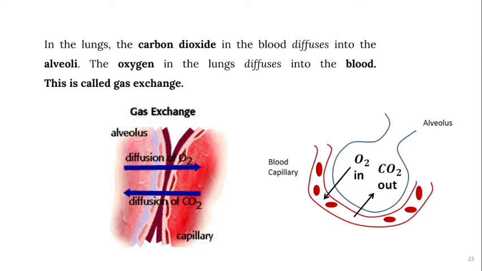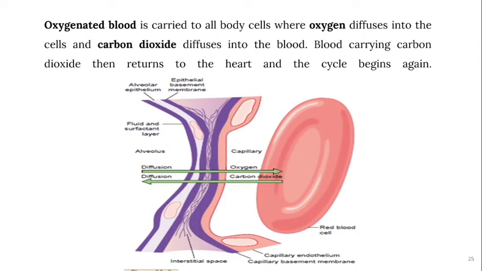This is called gas exchange. In the picture, we can see the diffusion of oxygen and the diffusion of carbon dioxide in the alveolus and the capillary. So after that, oxygenated blood is carried to all body cells where oxygen diffuses into the cells and carbon dioxide diffuses into the blood. Blood carrying carbon dioxide then returns to the heart and the cycle begins again.